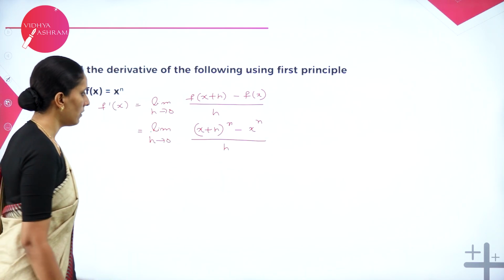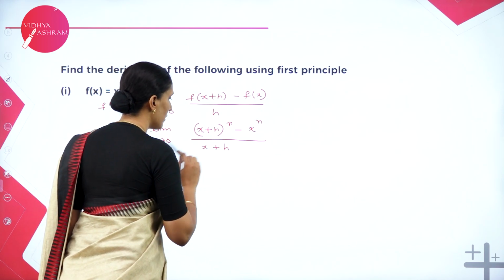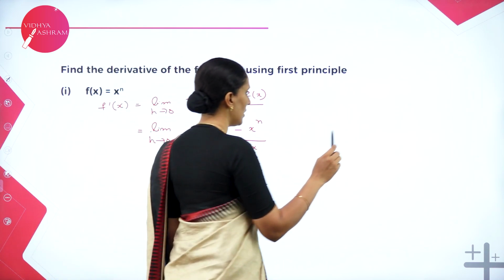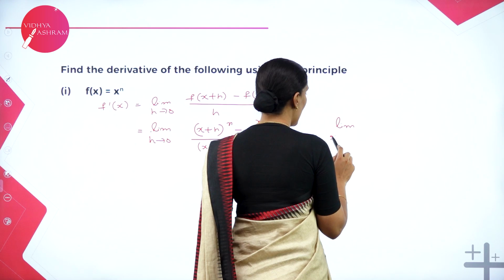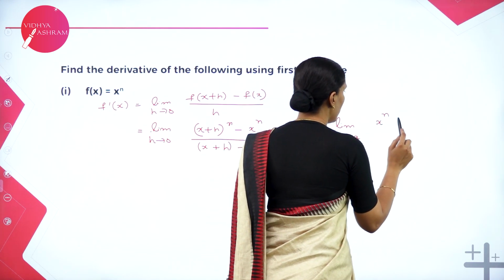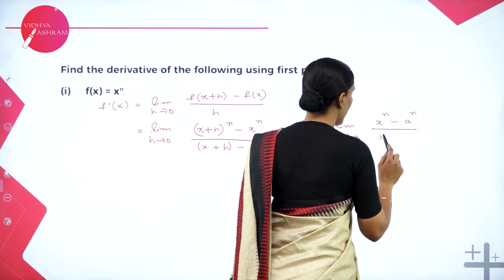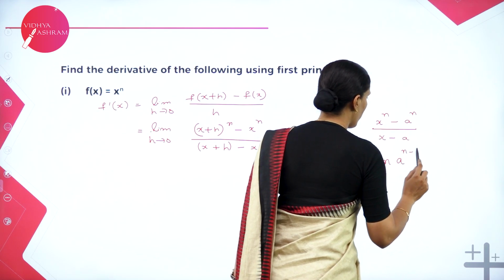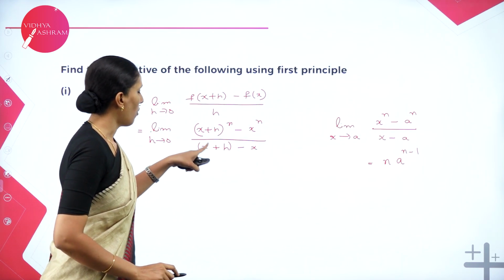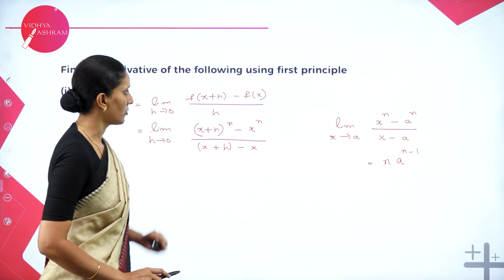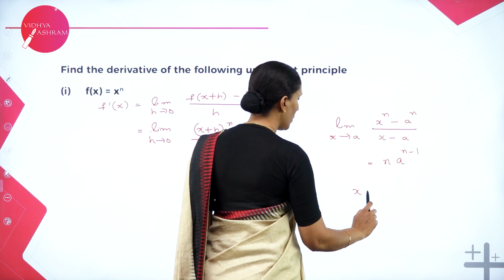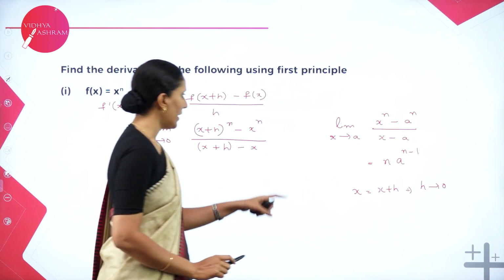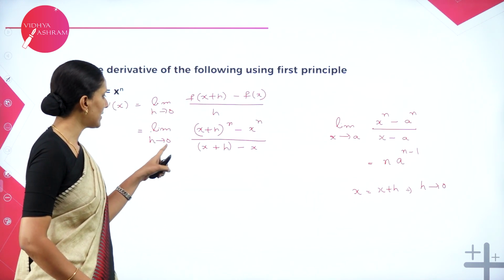Now here in the denominator, I'll add x and subtract x, and separate this. We have learned the standard result that limit as x tends to a, x to the power n minus a to the power n divided by x minus a, can be written as n into a to the power n minus 1. Now this is of the same form. Here you can see the x value is x plus h. So obviously h tends to 0, and hence x tending to a changes to x tends to 0.